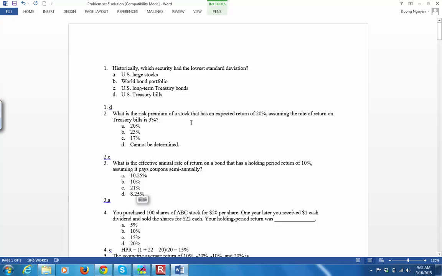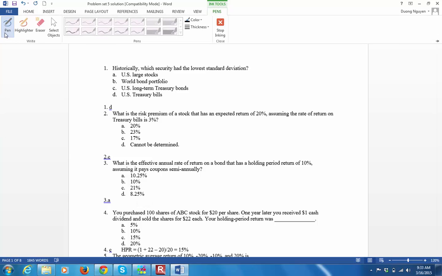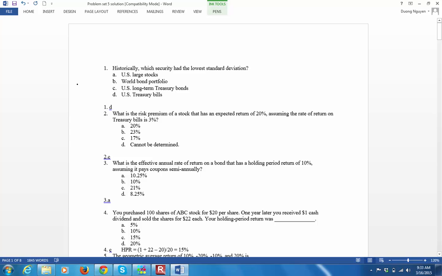Okay, and the risk-free rate, or the rate of return on T-bills, is 3%. So the risk premium of any stock is basically the extra return demanded by an investor in order to invest in the stock instead of investing in T-bills.